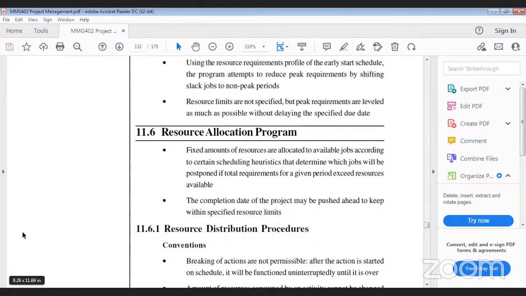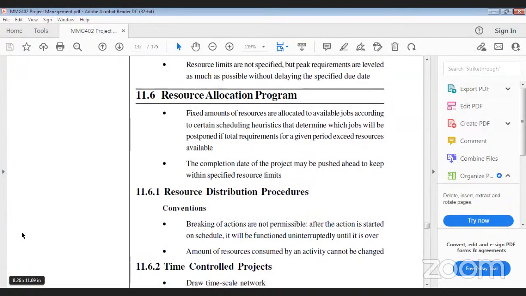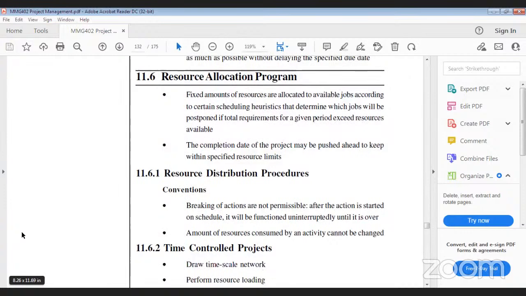Here the resources distribution procedure. It is the procedure convention. Breaking of actions is not permissible after an action is started on schedule. It will function uninterrupted until it is over. The amount of resources consumed by an activity cannot be changed here.